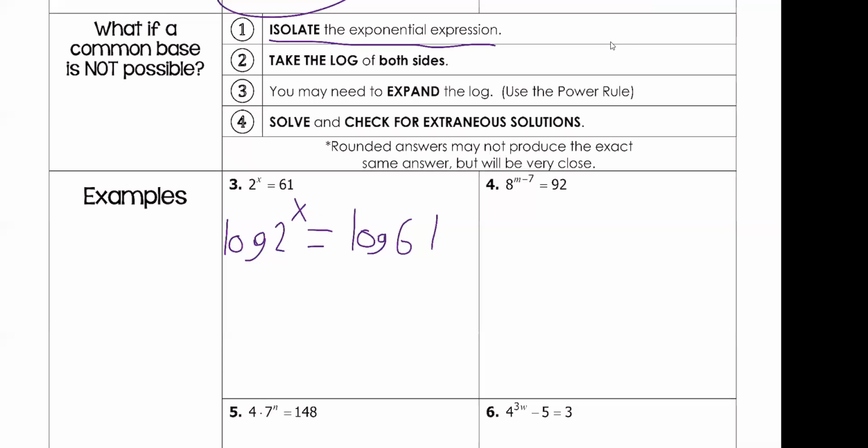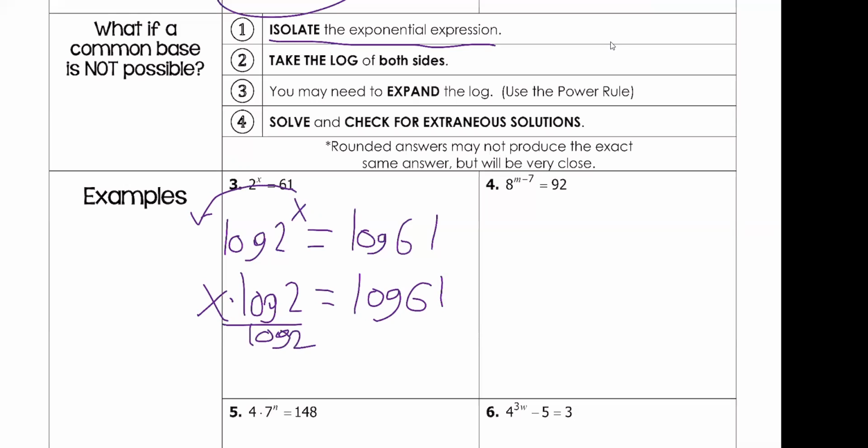So if you remember some of our log rules, if you have a power, you can pull that x to the front. So you'd really have x log 2 equals log 61. Then to solve for x, this is really multiplication, so you would just divide by log 2 on the other side. And then you're just going to want to put this in your calculator.